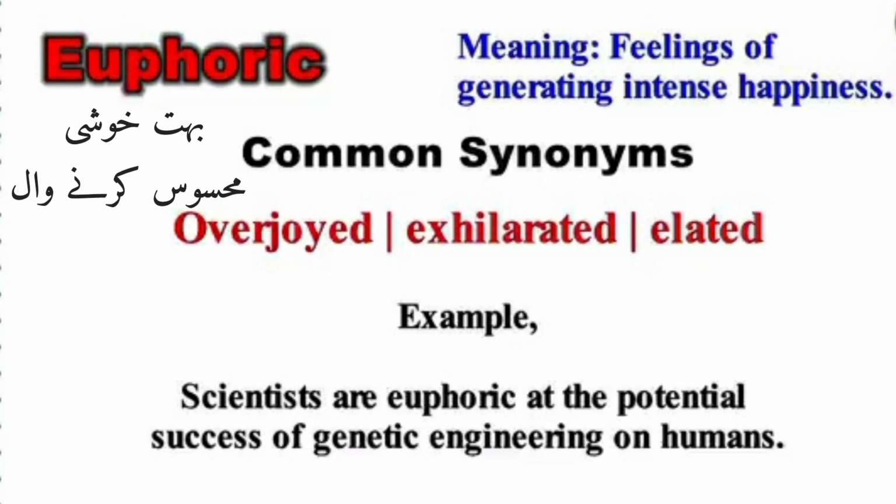Euphoric. Euphoric का मतलब होता है बहुत खुशी महसूस करने वाला. Euphoric, बहुत खुशी महसूस करने वाला. Common synonyms are overjoyed, exhilarated, and elated. Scientists are euphoric at the potential success of genetic engineering on humans.